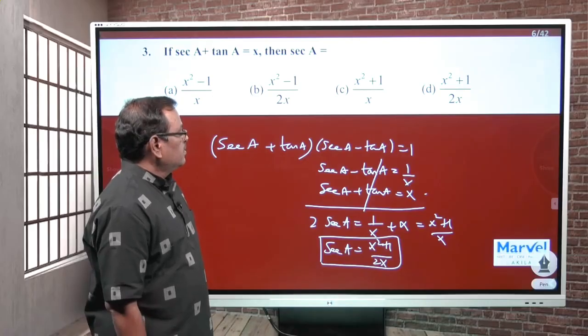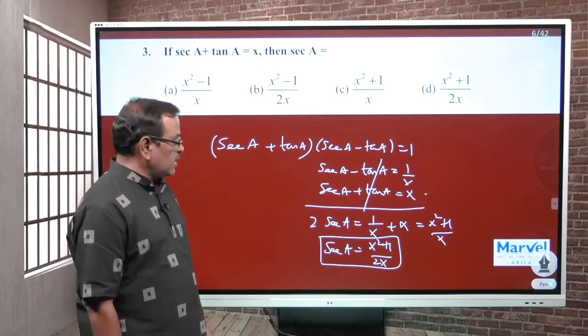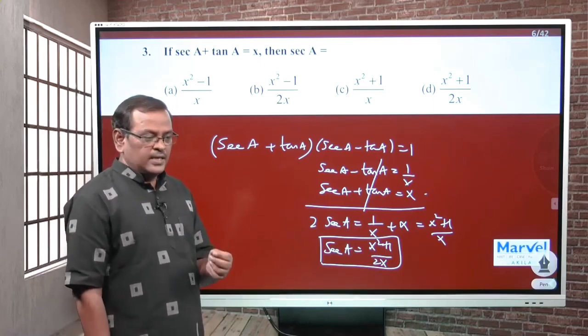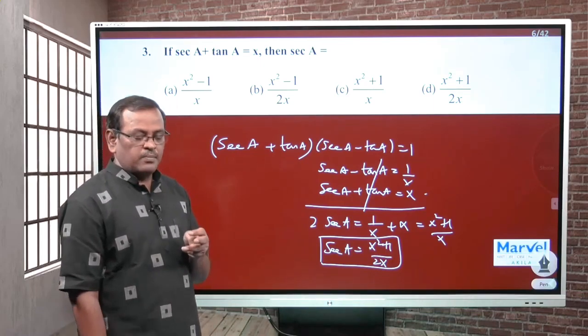Option D. Problems related with these identities are very important for 1 mark questions, so concentrate more on identities with different signs, that is secant square A minus tan square A and cosecant square A minus cot square A.